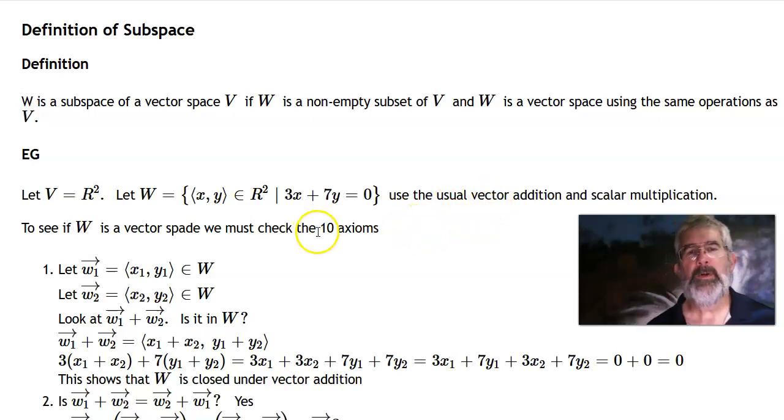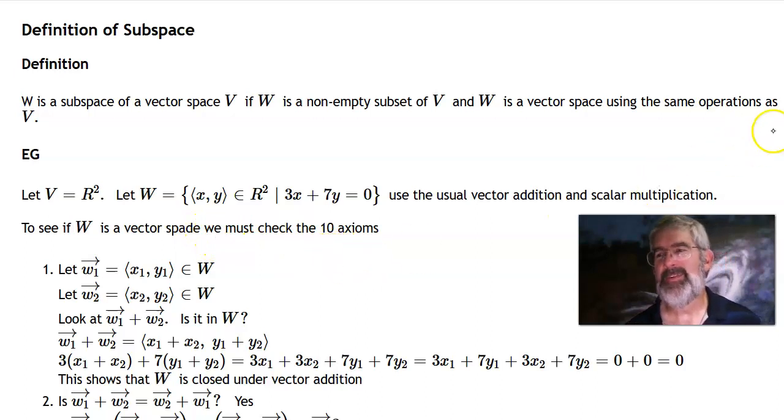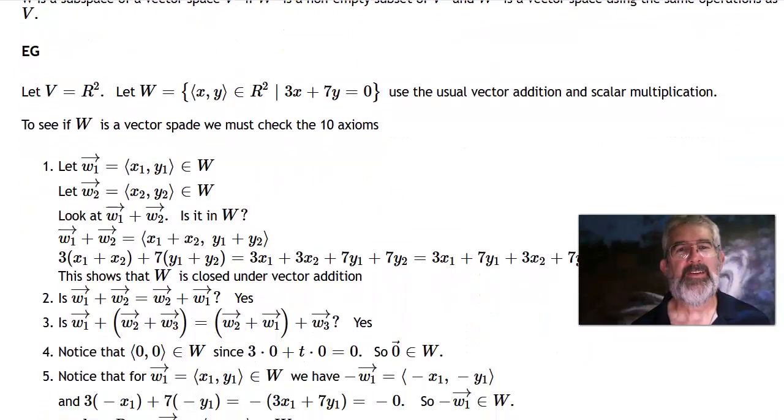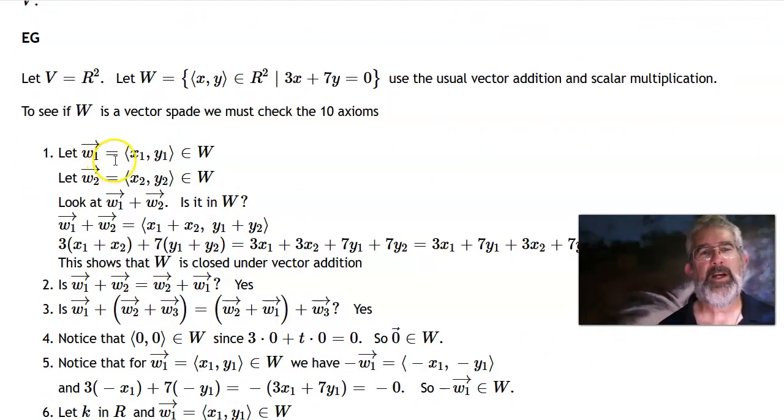Now, to see that W is a vector space, we must check all the 10 axioms, okay? So here we go. Let's see that this in fact works. So let's say we've got 2 vectors, W1 and W2, that are in this subset W. The first one looks like x1, y1, and the second one looks like x2, y2. Now the first axiom is closure under addition. So I'm going to look at the sum of W1 and W2 and see if that's in W. Well, W1 plus W2 is this, just add the 2 vectors up.